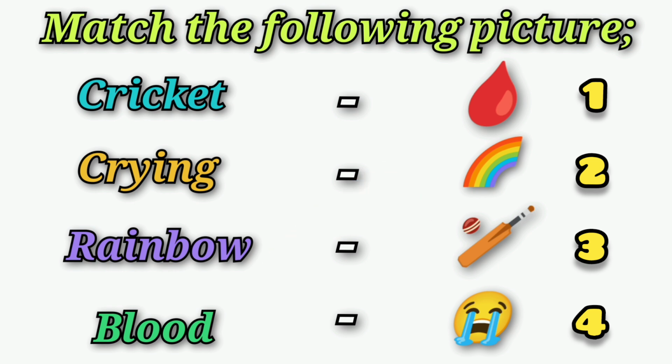Then blood. The first image is a blood, so the second, third and fourth pictures are not blood, so they are wrong answers. Blood is the fourth name, and the picture for it is the first, so the correct answer is the first image. Then the answers are 3, 4, 2, 1. This is the correct answer for the following question.